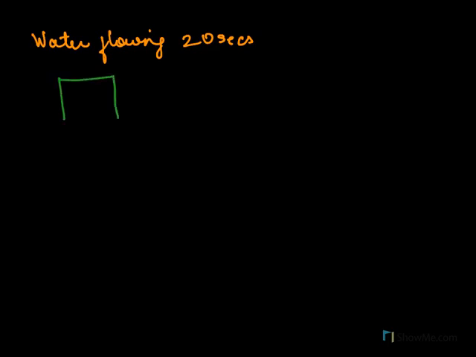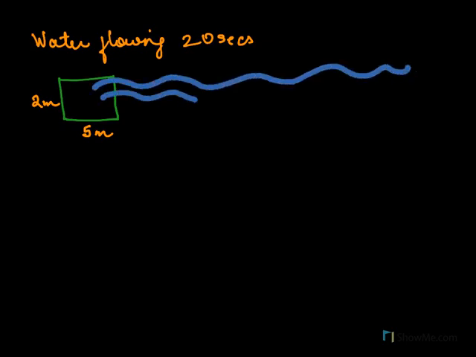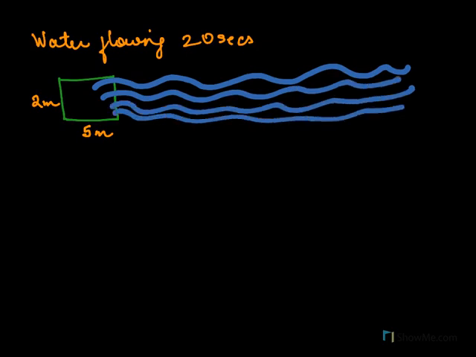Let's take up another one. Let's find the water flowing in 20 seconds. Same cuboid, same canal. So I'm drawing my canal again with the same dimensions, which is 5 meters here and 2 meters here. Now I want to know the water flowing in 20 seconds. So 20 seconds is going to be quite a bit longer than the earlier one. So this is the water flowing.